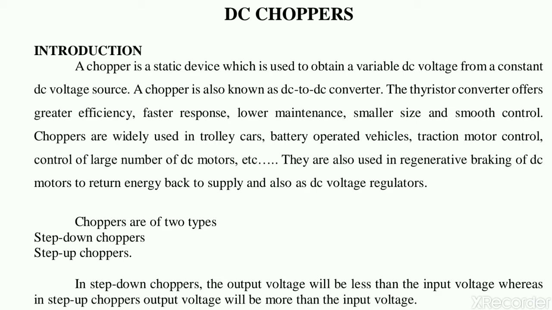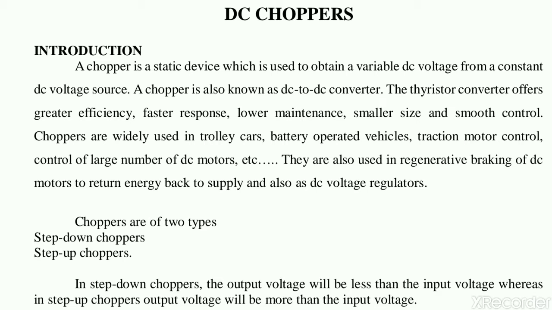They are also used in regenerative braking of DC motors to return energy back to the supply, and also as DC voltage regulators. So one can see in many DC circuits, in regenerative braking, DC voltage regulators, trolley cars and DC motors, the choppers have very wide applications. Please remember these applications and the advantages of thyristor converters or other switches in the converters.